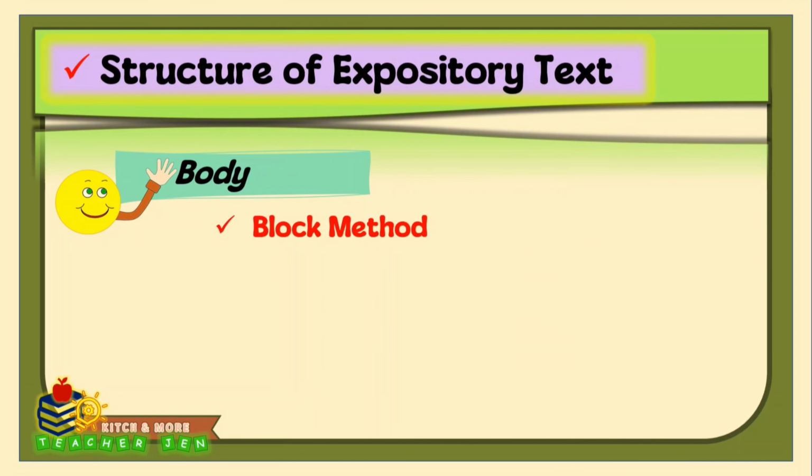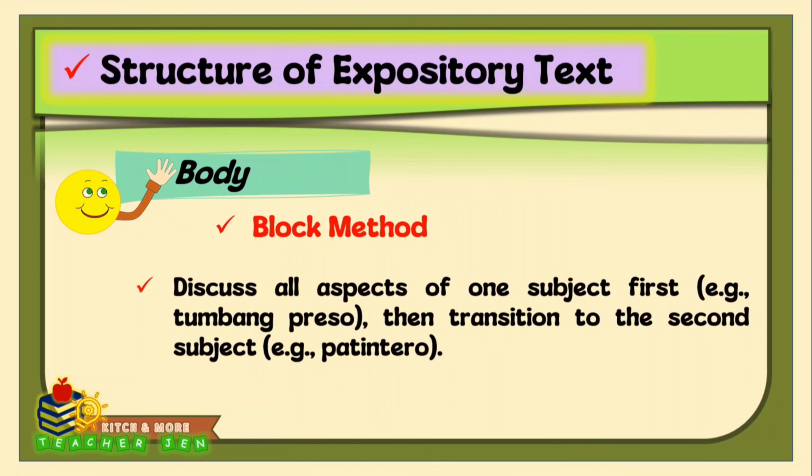Unlike the point-by-point method, this method involves discussing all aspects of one subject first, followed by the comparison of the second subject. It's another effective way to organize a comparison, especially when you want to give a detailed overview of each subject before drawing direct comparisons.